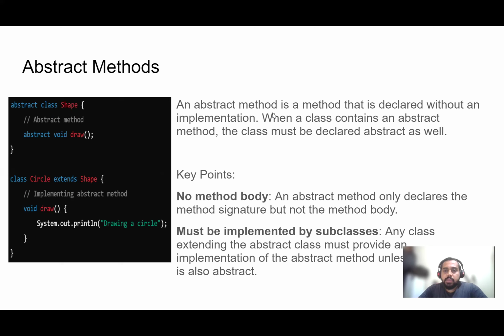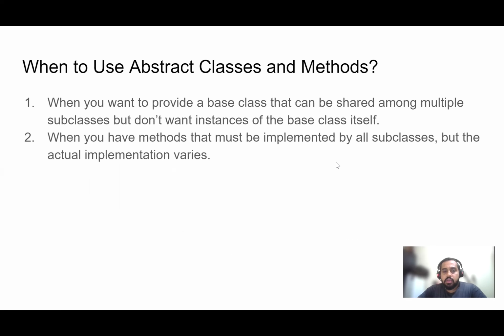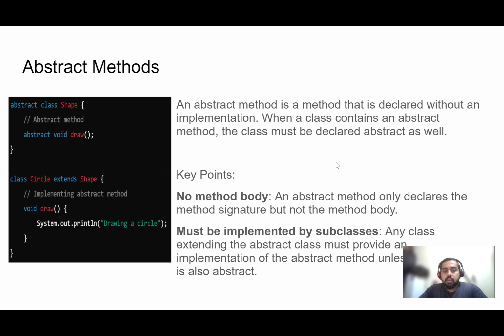Okay. An abstract method is a method that is declared without an implementation. When a class contains an abstract method, the class also should be declared abstract. Key point: there is no method body in an abstract method, and it must be implemented by subclasses, which I already told you.